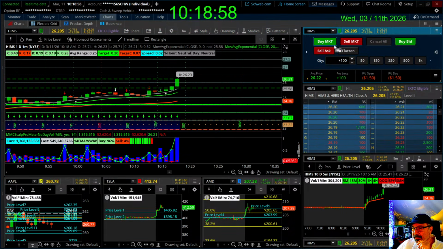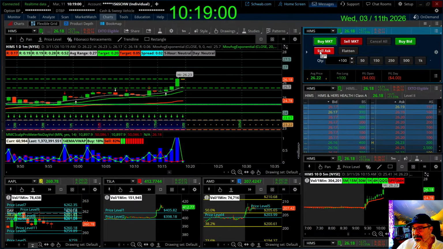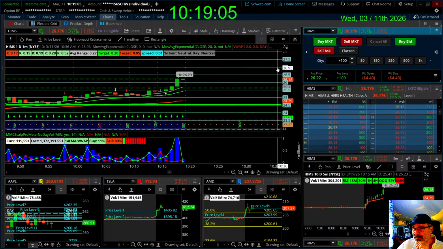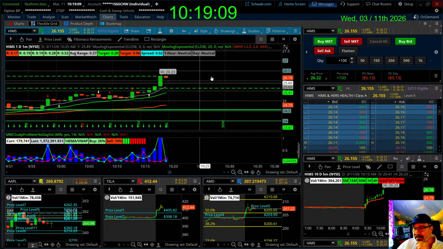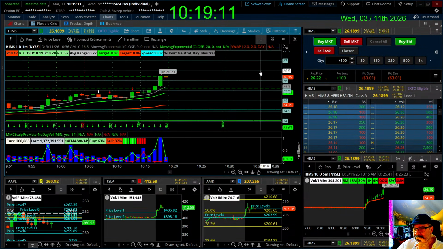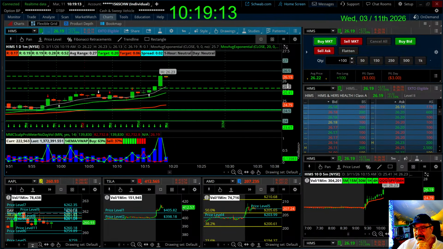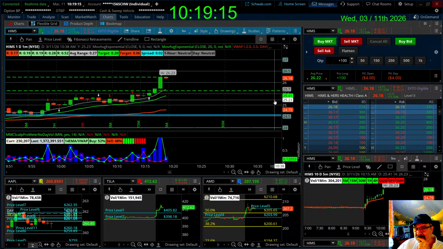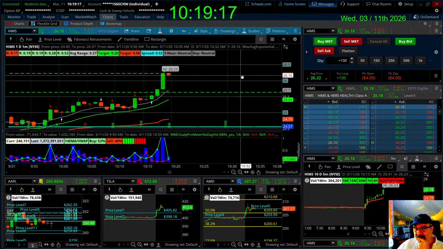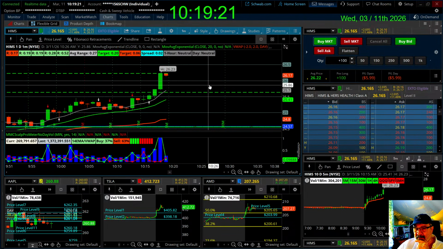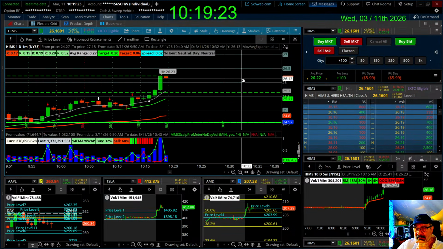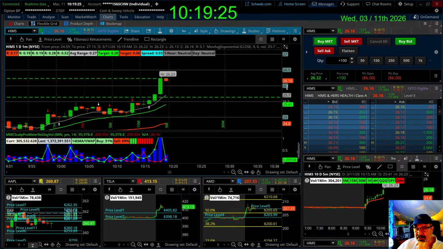I'm chasing a rocket right now just to see, and I figured I'd add in off the 26 if it faded back down. Since I'm in it now, it's going to go down though, right? We want it to come down. We want it to consolidate here, maybe right above this ATR.